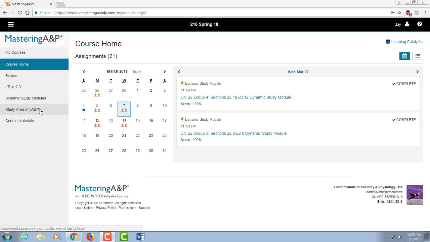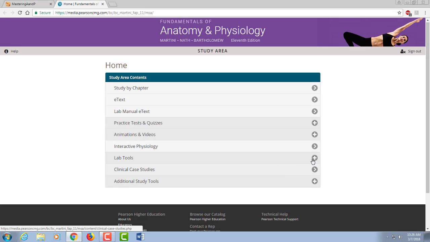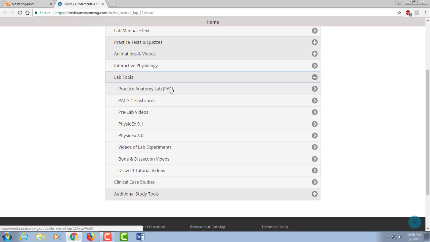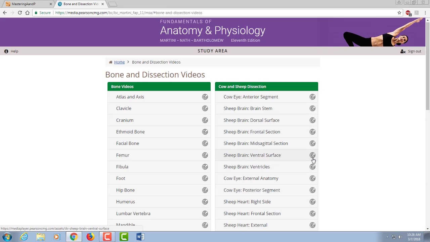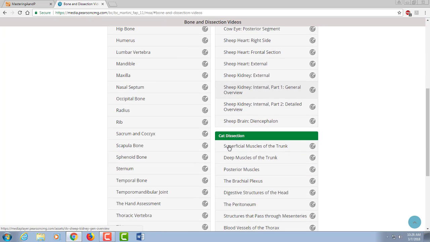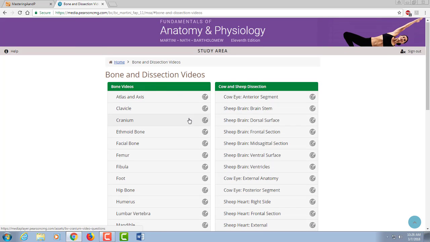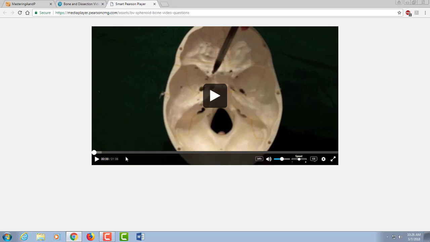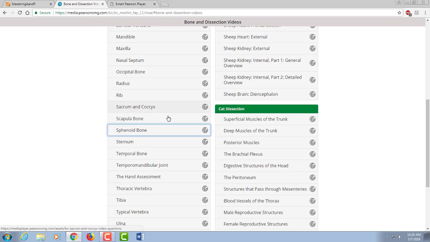As far as resources to study bone, if you go to the study area in Mastering A&P, go to Lab Tools. There are a couple you should be aware of: the Practice Anatomy Lab and the Bone and Dissection videos. I'm going to start with the Bone and Dissection videos. If we're interested, for example, in the sphenoid, under the bone videos, I'll go down alphabetically to the sphenoid. And what pops up is a woman who gives a tour of the sphenoid bone, 1 minute and 6 seconds. So it's a 1-minute video for each bone.